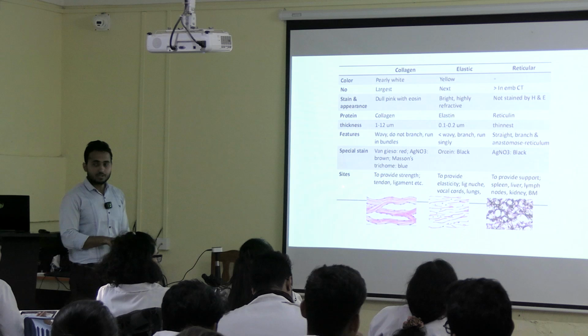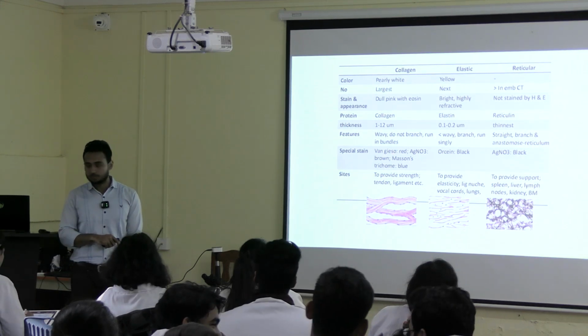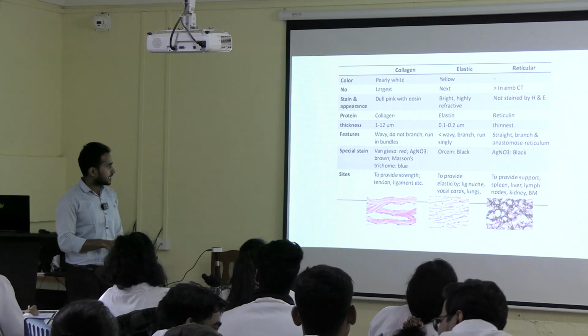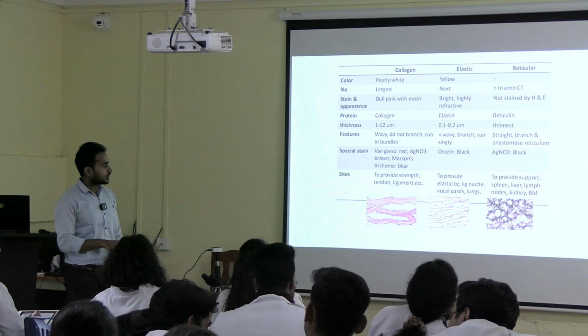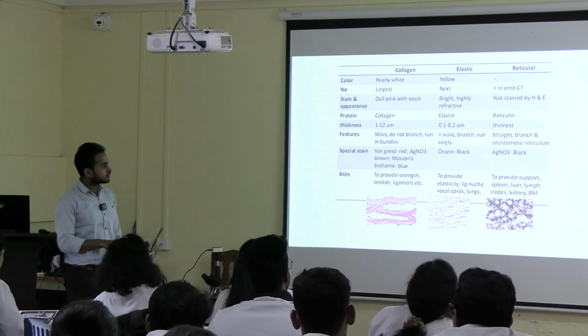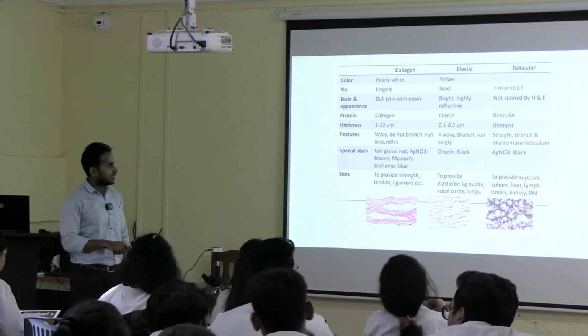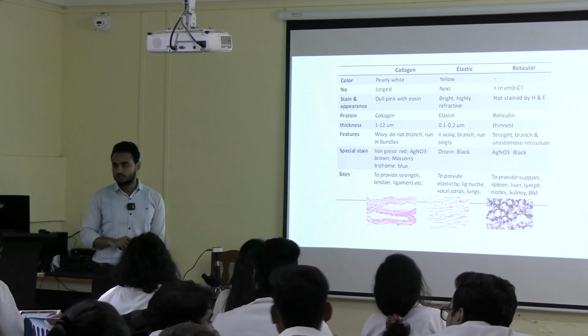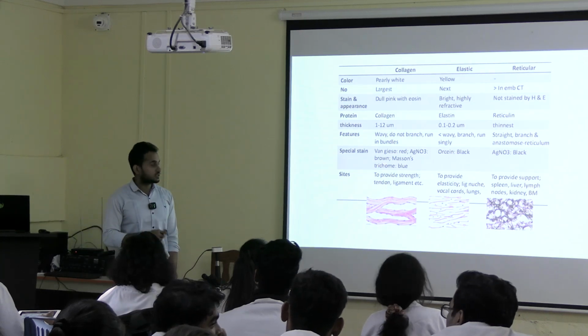Next, sites. What is the meaning of sites? Examples of where they are exactly present in our body. So you can see collagen provides strength, as in tendon. Elastic provides elasticity, as in ligamentum nuchae, vocal cords and lung. Next, reticular provides support, as in spleen, liver, lymph node, kidney, basement membrane, etc. So whatever we have discussed, this is the gist.